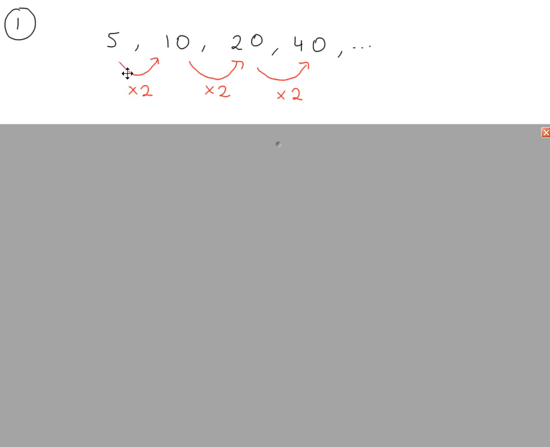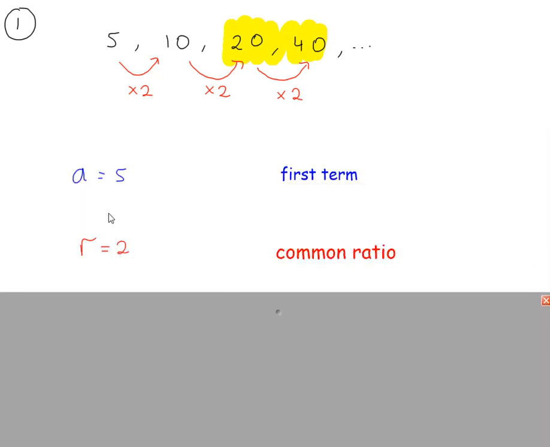This time we have a multiplier between the terms. It's called the common ratio, and to work it out you take any two terms and you take the term on the right and you divide it by the term on the left. So 10 divided by 5, 20 divided by 10, 40 divided by 20. That gives a common ratio represented by the letter r.